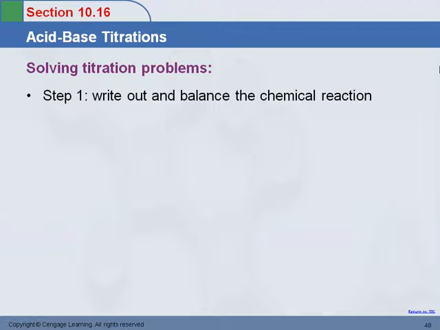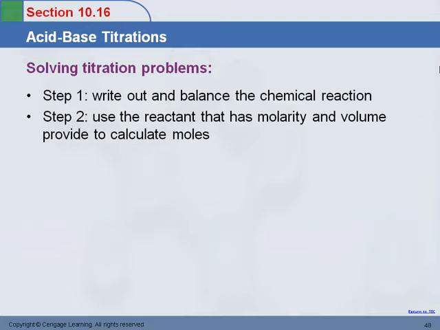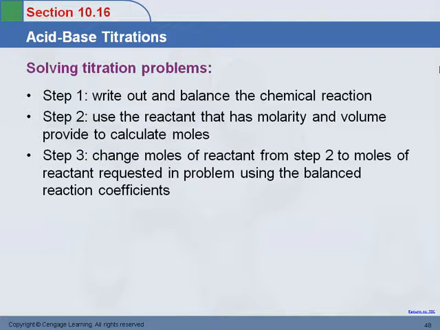To solve titration problems, there's a couple different steps that can help you here. So I'm going to run through the steps and then we're going to run through an example. So first step, whenever you're faced with an acid-base titration problem, is to write out and balance the chemical reaction. The second step is to use the reactant that has both the molarity and the volume provided to calculate the number of moles of that particular thing. Step 3, take those moles that you obtained in step 2 and change them to moles of the reactant that you don't know the concentration of or you don't know the volume of. Whatever the question's asking you about, whichever reactant that is, that's what you want to change moles to.